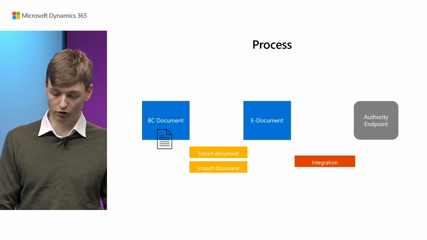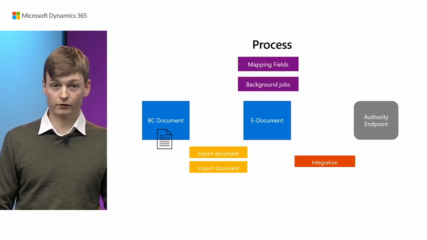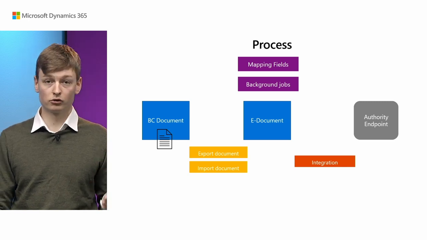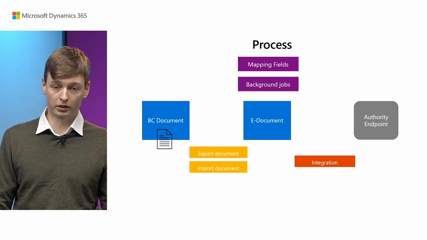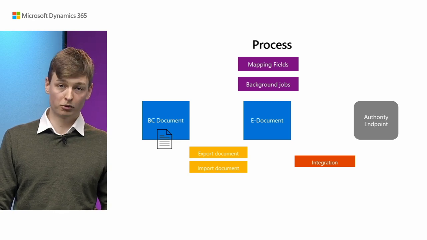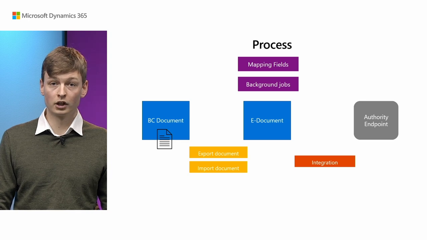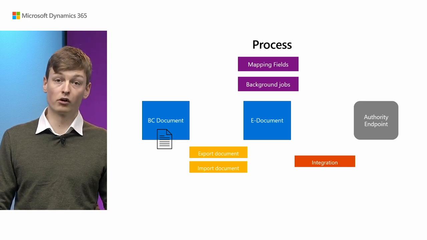Then we use an import document format to translate that back into a Business Central document. What the framework provides out of the box for export and import is that you can also do field mappings. So say that before you export or before you import, you want to translate some values. You can do so under the service.